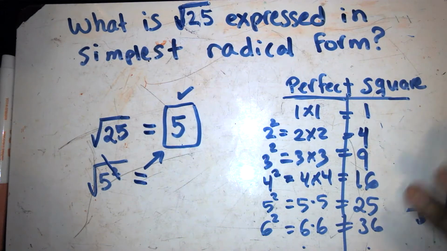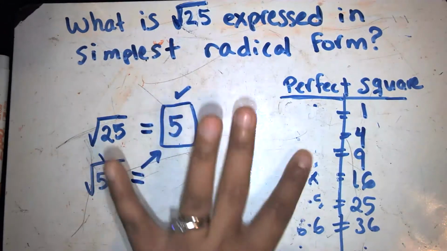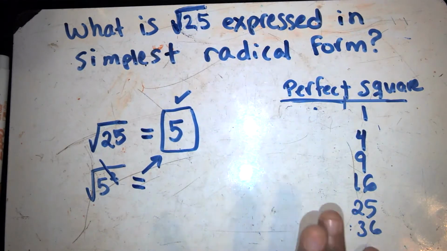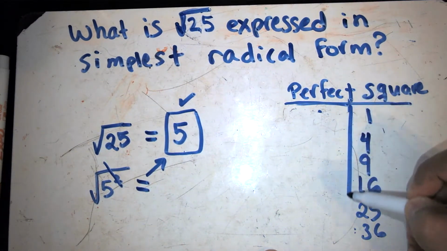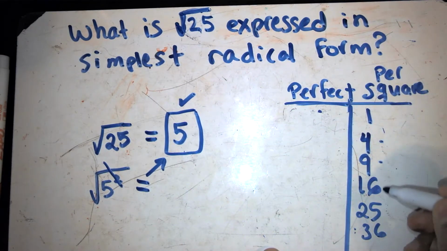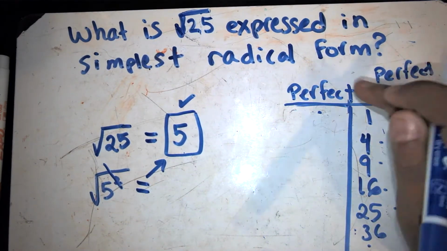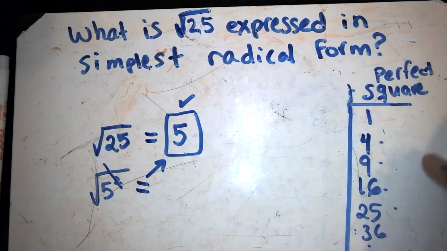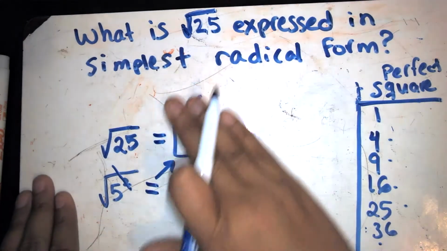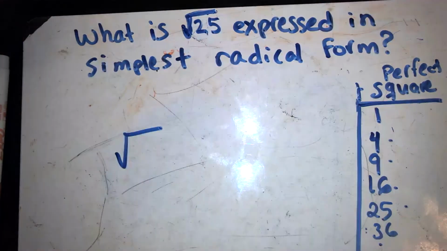Oftentimes kids, when they take an exam, get brain block and think, I don't remember my list of perfect squares. Well, you can very quickly just create it by taking a number and taking it to the second power or multiplying it by itself, like 2 times 2, 3 times 3, 4 times 4, 5 times 5, and so on. And so for problems like these, I'm going to keep this list to the side because it's going to come in handy.